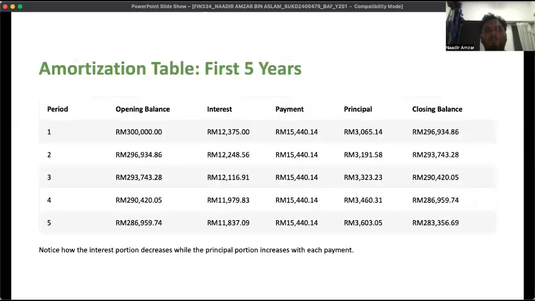So next is the amortization table for the first 5 years. Here we can see the amortization schedule for the first 5 years. In the beginning, most of the payment goes toward interest, and only a small portion goes to the principal. For example, in the first period, out of 50,440, around 12,375 goes to interest and only 3,065 reduces the loan balance. But over time, the interest portion slowly decreases while the principal portion increases. This means that as the loan gets smaller, less interest is charged and more of the payment goes toward paying off the actual loan.